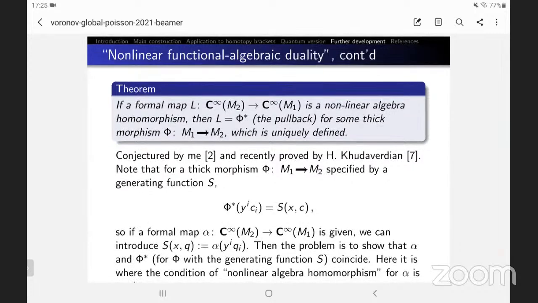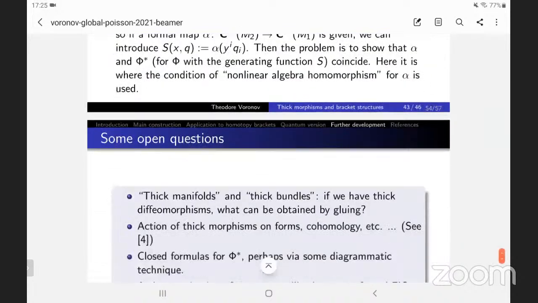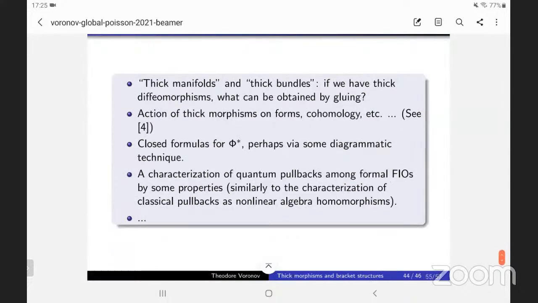This was proved by Khudaverdian about a year ago. This condition of non-linear algebra homomorphism plays a crucial role. Okay, well, there are various open questions. For example, about gluing using thick diffeomorphisms, about the action on forms, cohomology, there's some progress in that. So I define the action on forms.